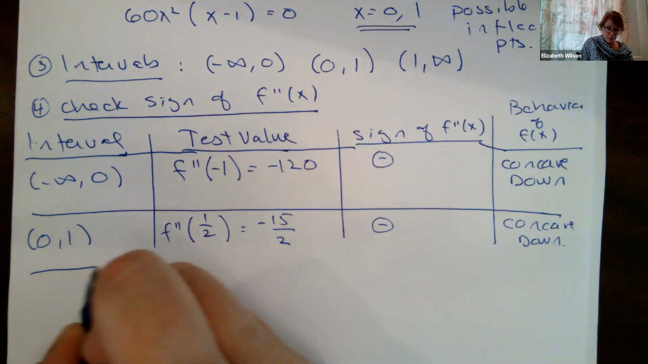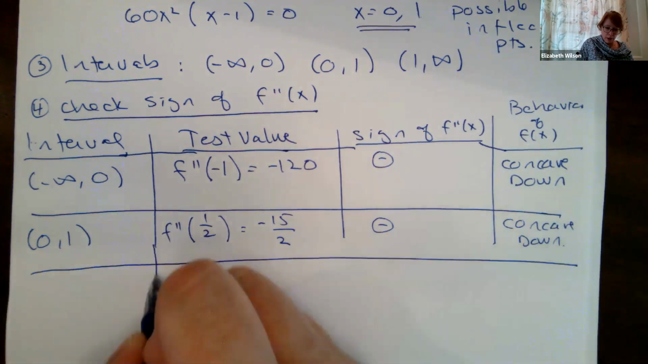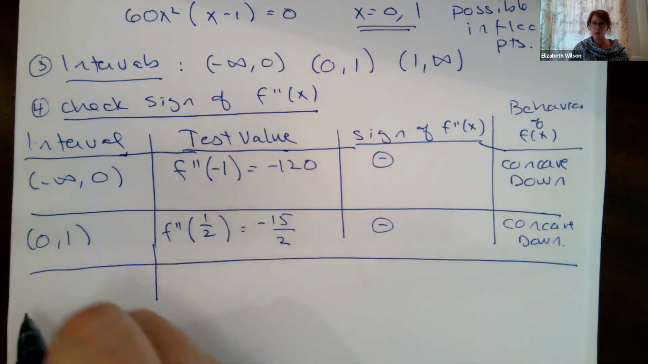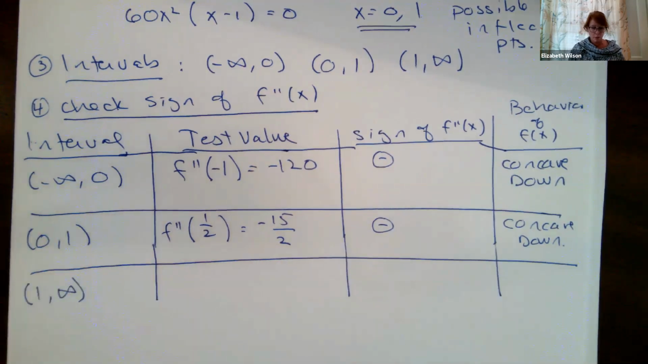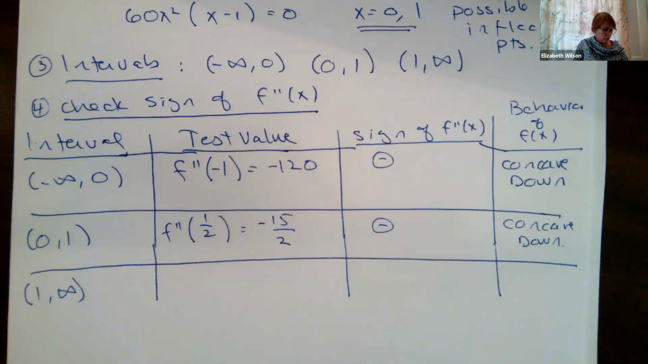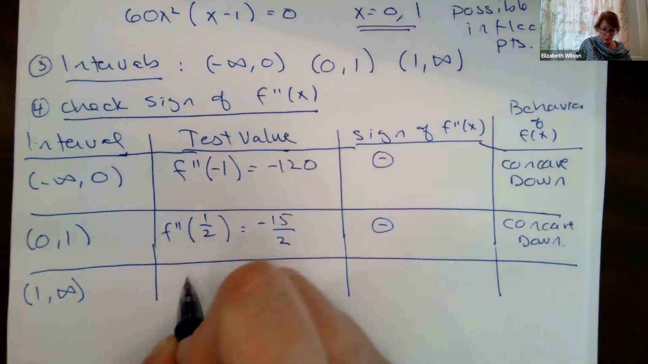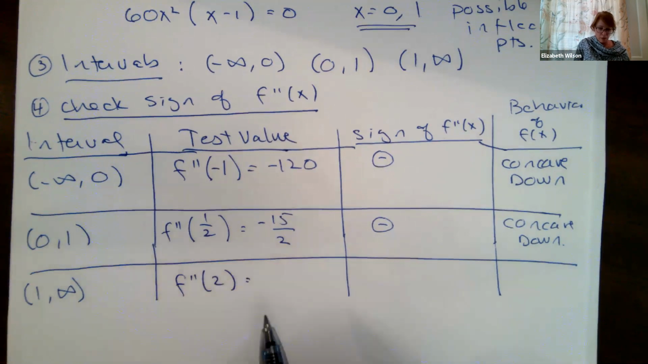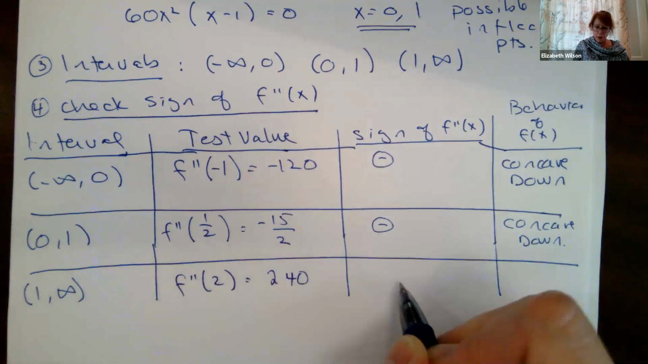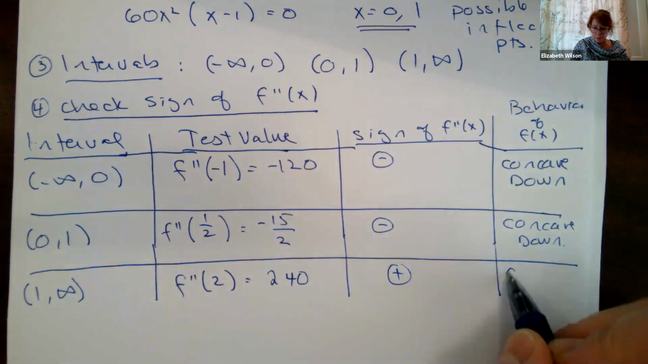I've got a third interval to deal with, so 1 to positive infinity. Remember, you can choose any value you want. Just do it correctly, and don't go hog wild, just something straightforward. So from 1 to infinity, I chose 2. I plugged that into my second derivative, and I got 240, which is positive, which makes this concave up.